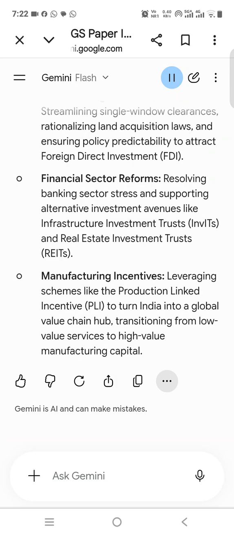Question 1. What do you understand by the Public-Private Partnership, PPP, model? Discuss the major challenges faced by PPP infrastructure projects in India and suggest a way forward. 15 marks, 250 words. Answer.